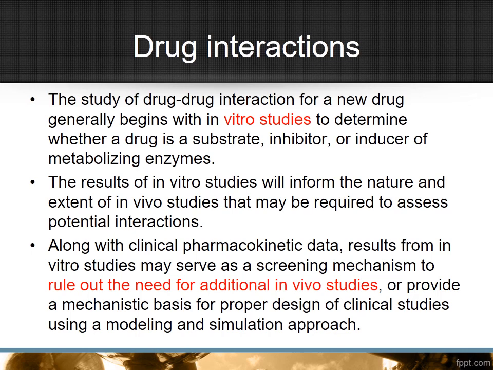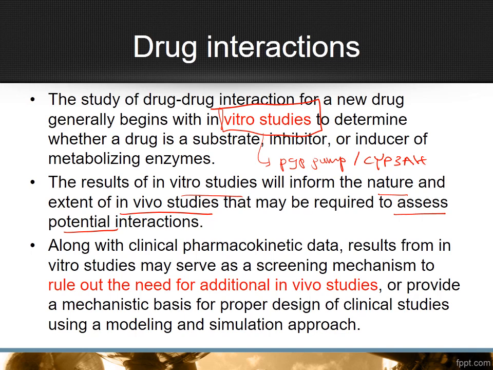So the study of drug-drug interaction for a new drug begins with in vitro study. For example, in our previous lecture about the physiological factors affecting drug absorption, which involved the PGP pump and also CYP3A4, these are some examples of how a drug can induce or inhibit the metabolizing enzyme and increase the absorption of another drug. So the result of the in vitro study will inform the nature and extent of the in vivo study, which may be required to assess their potential interaction.